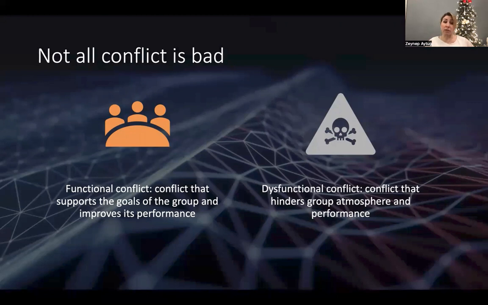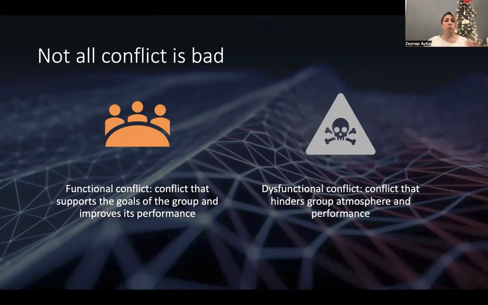But functional conflict, when we see it, we don't want to interfere with it or stop it. Rather, we can keep an eye on it and see if it's getting out of hand. So as managers, we want to take action about dysfunctional conflict, not necessarily about functional conflict. We like it as managers.